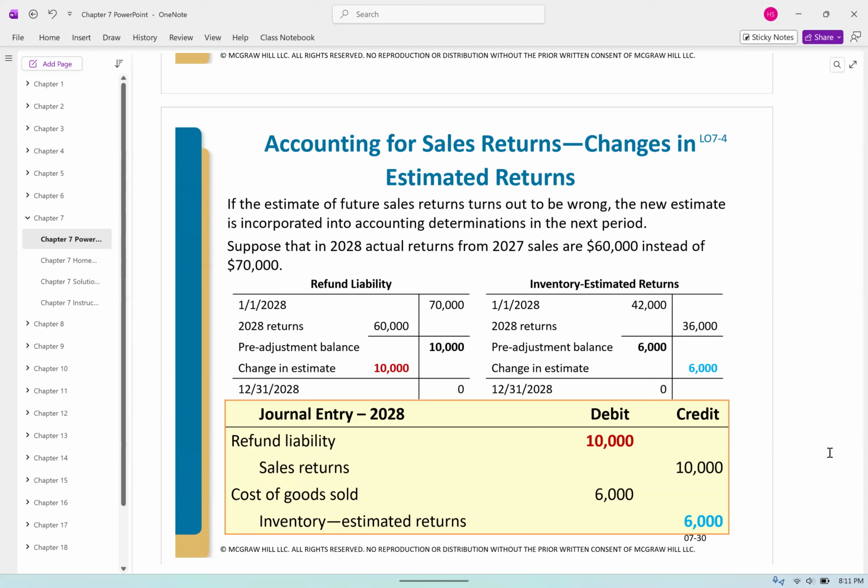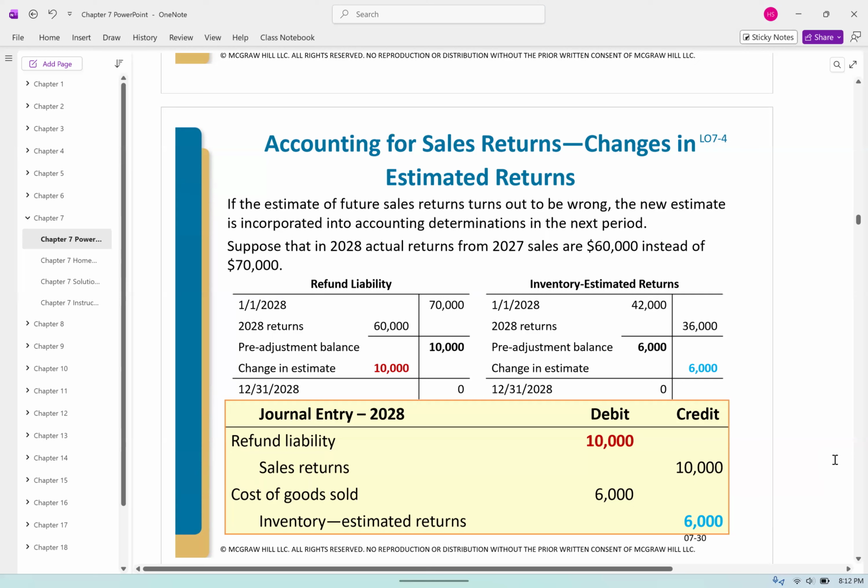If the estimate for future sales returns turns out to be wrong, the new estimate is incorporated into the accounting determinations in the next period. So going forward, don't go backwards. Because remember, a change in estimate is always prospective. We always look at it going forward because it's an estimate. We made the best estimate we could at the time. When the estimate changes, we go forward. We don't go backwards.